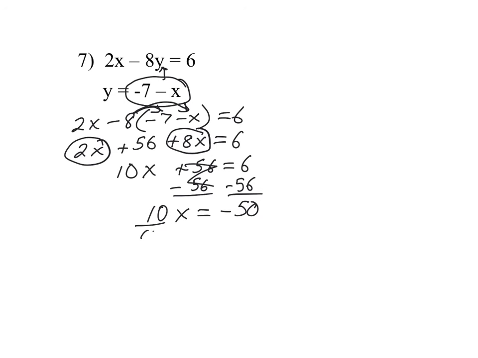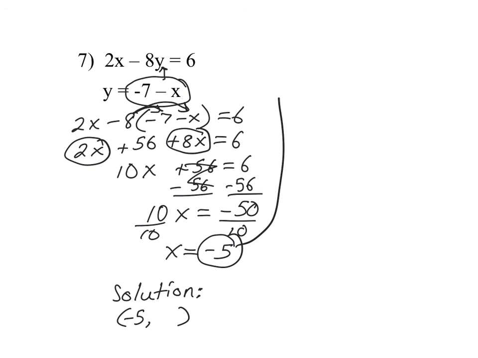Now we divide by 10, and I get x equals negative 5. I know x, but I don't know y. I should say the value of y. So I take negative 5 and I plug it back into one of the two equations. Again, it looks like the easiest one to plug it into is the second one.